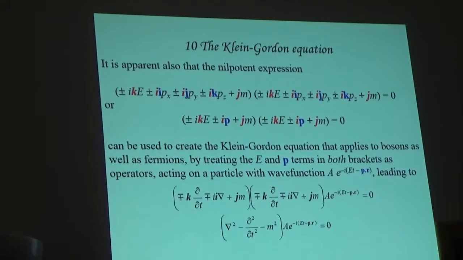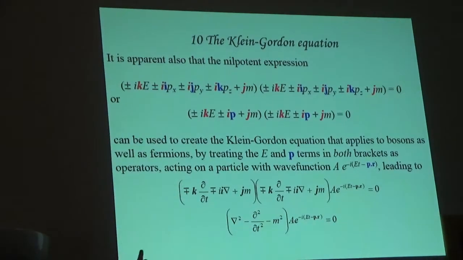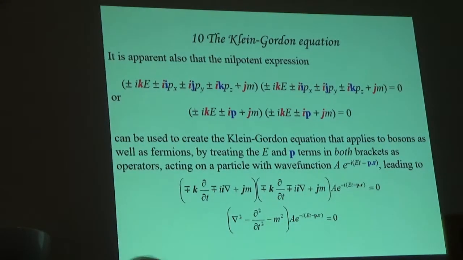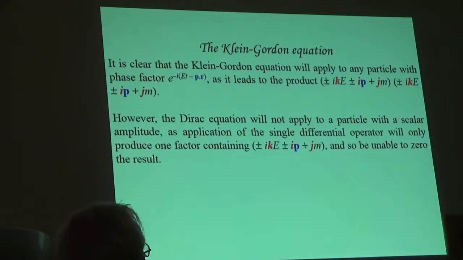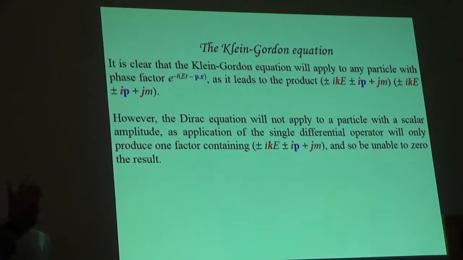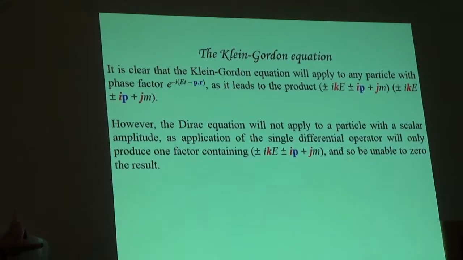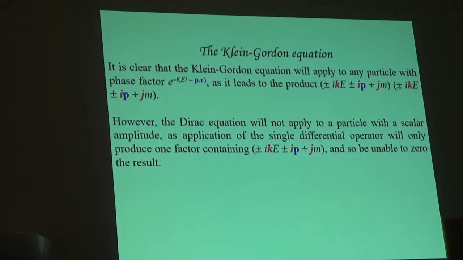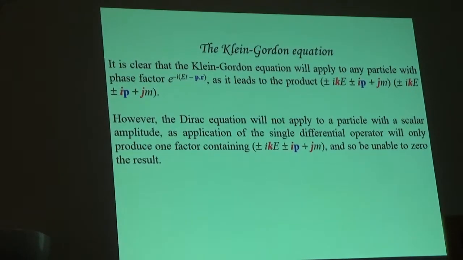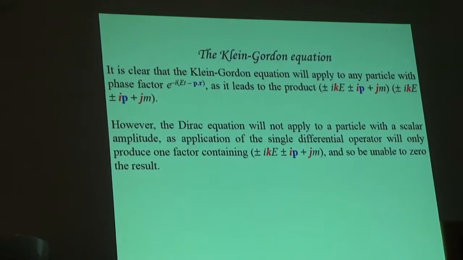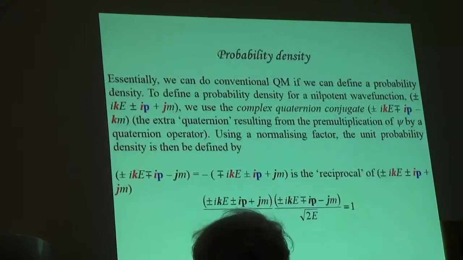It's obvious this is just a trivial development now. We can do the Klein-Gordon equation by quantizing both brackets instead of one. So that's a trivial operation. And it's clear that the Klein-Gordon equation only applies to a scalar wave function. Sorry, the Klein-Gordon equation can apply to anything, because the phase factor will always give you E squared minus p squared minus m squared. However, the Dirac equation cannot be applied to a scalar particle, because you've got one differential operator, which is one of these quaternion things, and you've got to have another comparable quaternion thing in the answer, so it can't be a scalar wave function that it applies to.